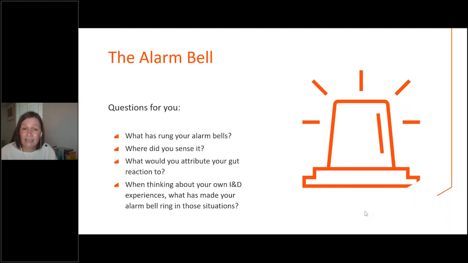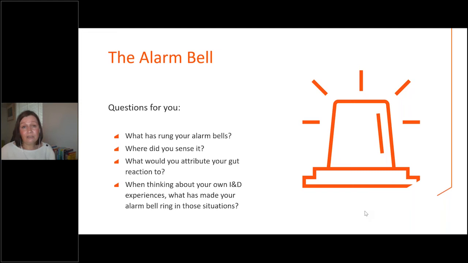So the key is to interrupt your bias stories. When you feel those alarm bells ringing, it's a moment to step back and go, is there another way of looking at this? Is there another way to see what's going on? Is there a question that I could ask here that would help me really see what's going on, rather than sticking with my alarm bells ringing and my unconscious bias leading my thoughts?